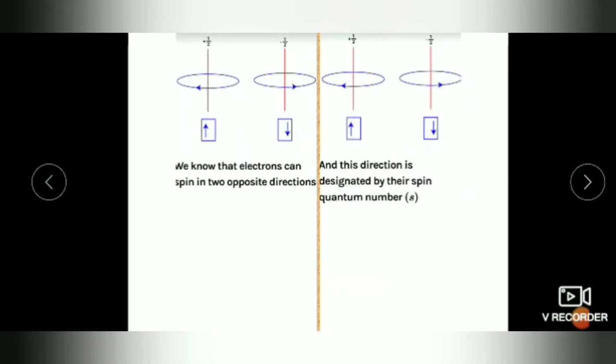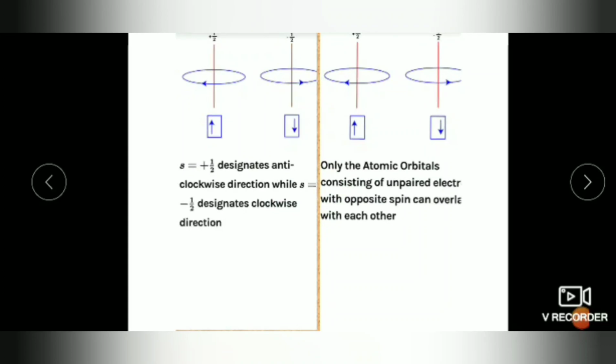So we call it the spin quantum number. S equal to positive is designated as an anti-clockwise direction, while S equal to negative is designated as a clockwise direction. Positive means anti-clockwise, negative means clockwise. So only atomic orbitals containing unpaired electrons with opposite spin can overlap each other.